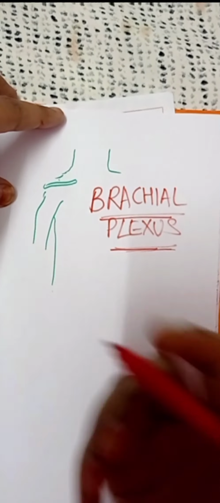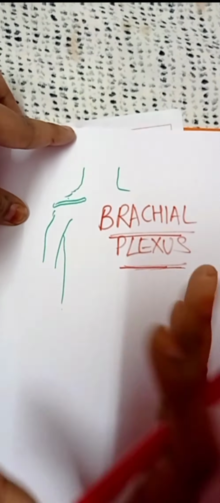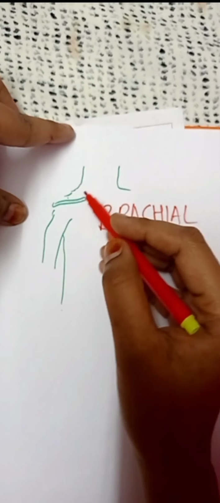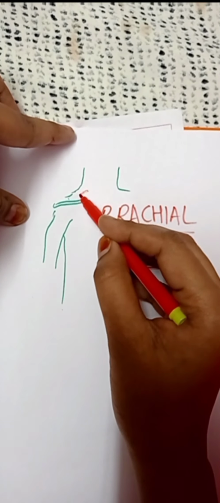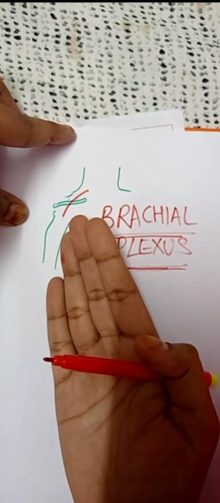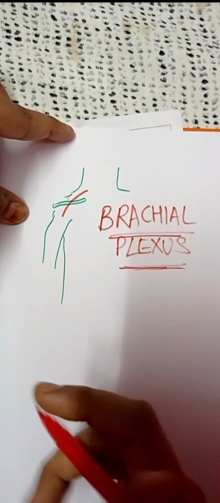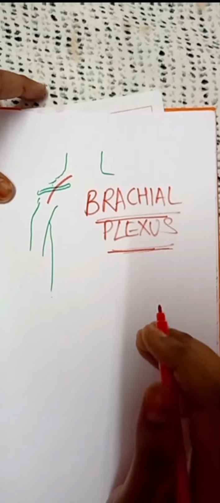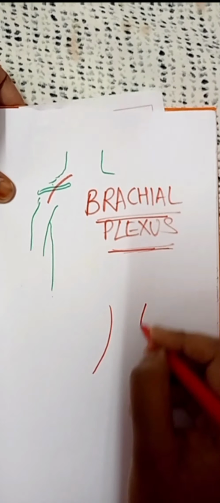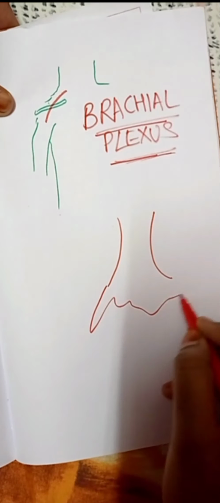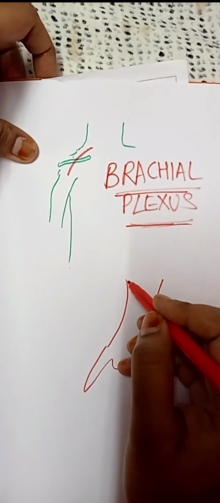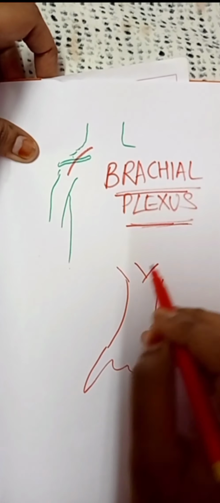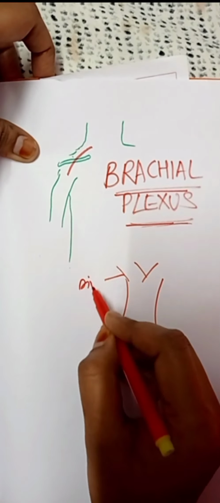Brachial refers to your arm. So first, the position. Where is the brachial plexus located? It is located from your neck to your axilla. When I name the divisions, I will say which part of the brachial plexus is located where. The brachial plexus is like a tree. A tree will have roots, a tree will have a trunk, then it will have branches, but here we have divisions.